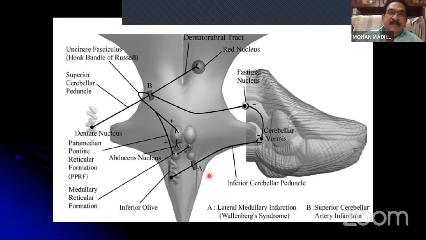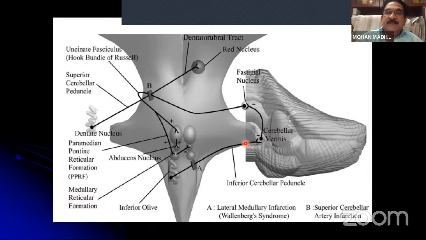But what I have not mentioned earlier is that there is another pathway from the inferior olivary nucleus, which goes to the inferior cerebellar peduncle, and which inhibits the cerebellar vermis. So when there is a lesion of the inferior cerebellar peduncle, as occurs in lateral medullary syndrome, let us see the lesion there. What is going to happen? This inhibition on the cerebellar vermis is taken off. So there will be overaction. Overacting cerebellar vermis will produce overaction of the inhibition of the fastigial nucleus. The fastigial nucleus is inhibited, so the circuit to the contralateral side is inhibited. So you get an ipsipulsion.